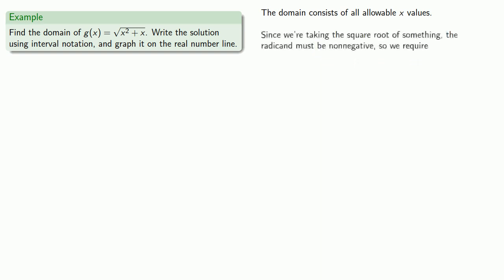Since we're taking the square root of something, our radicand must be non-negative, so we require that x squared plus x be greater than or equal to 0. And to solve the inequality, we'll solve the corresponding equality, x squared plus x equals 0.